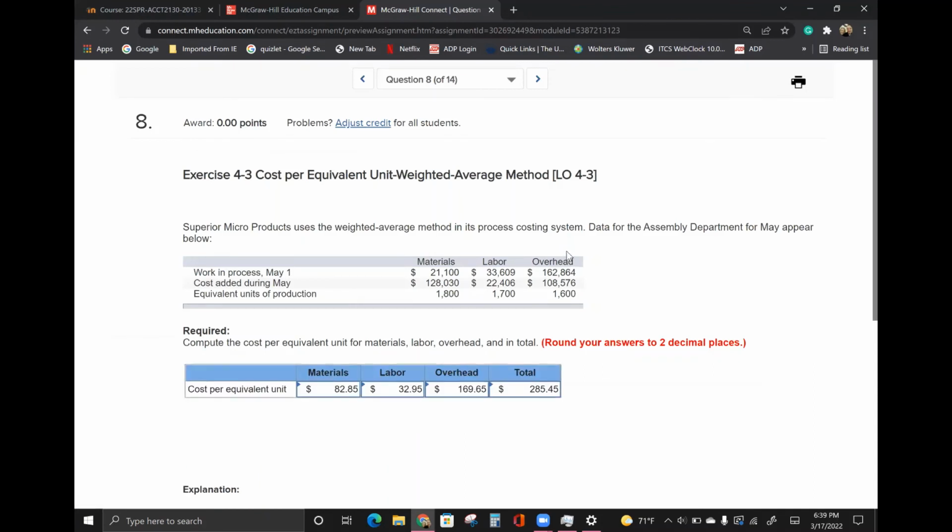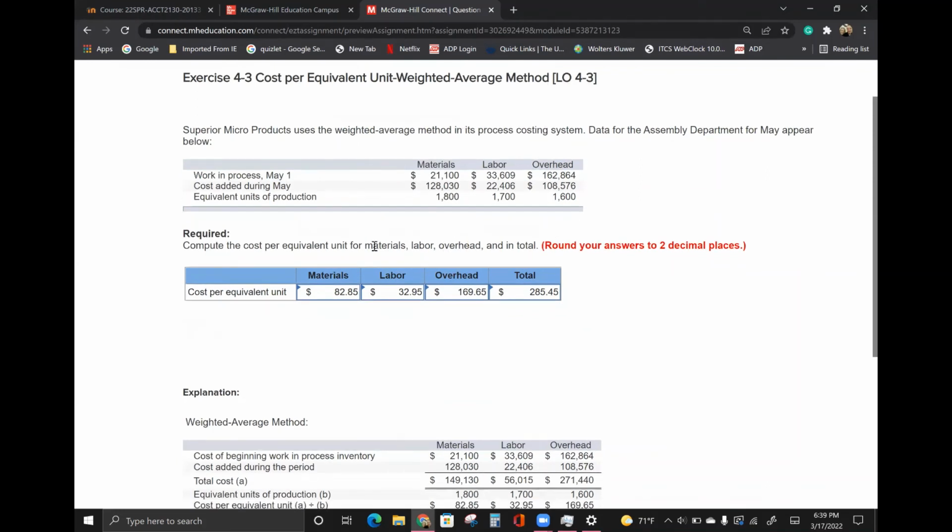Superior Micro Products uses the weighted average for process costing. Data for the assembly department for May appear below. So here's all of our information. Compute the cost per equivalent unit of material, labor, overhead in total.